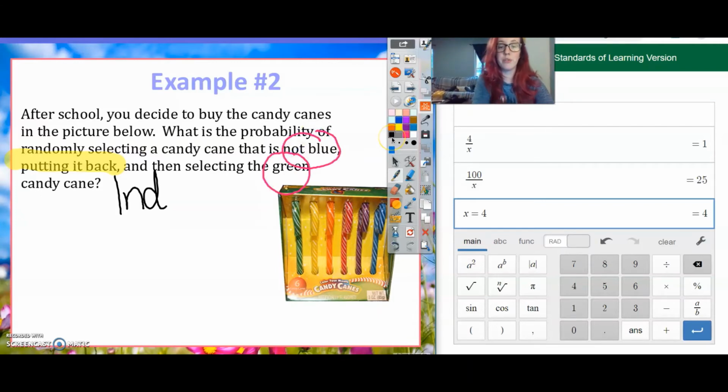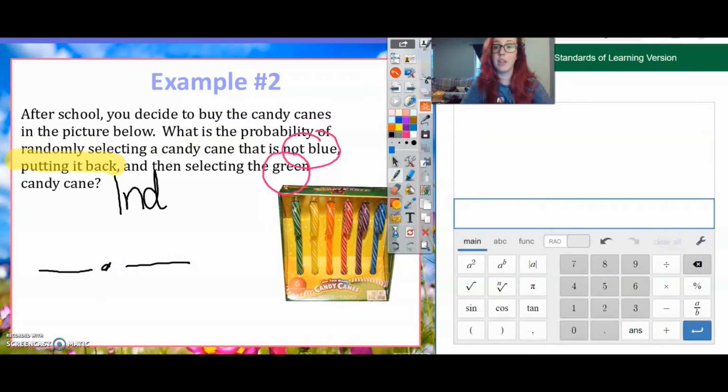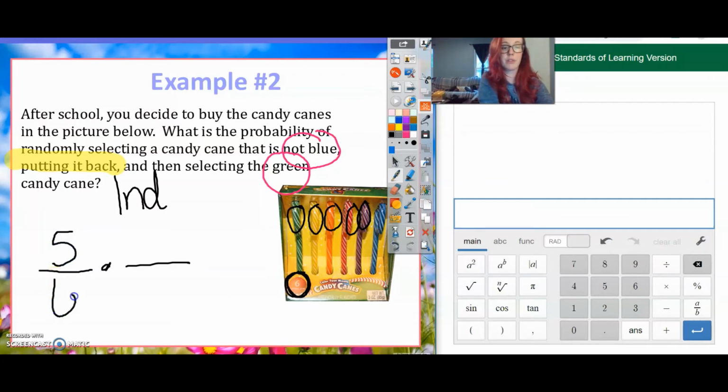So let's set up our two fractions. Fraction times fraction. Okay, first time you reach into these candy canes, the chance of getting one that's not blue, there are 6 candy canes total. It tells us right here in the picture, or you can count them if you want to. And there are 1, 2, 3, 4, 5 that are not blue. So the chance of getting a candy cane that's not blue is 5 out of 6.